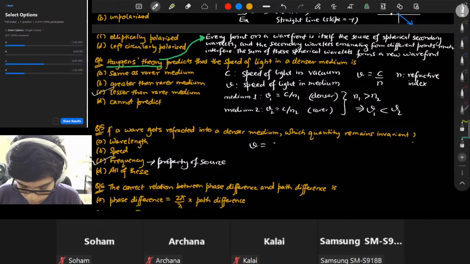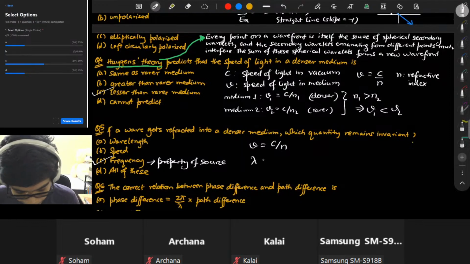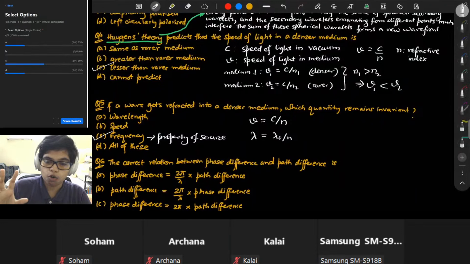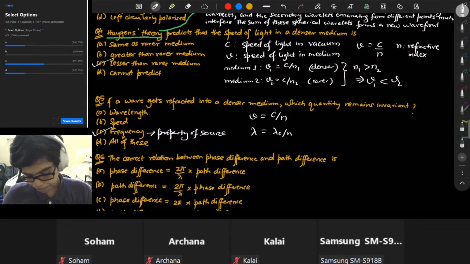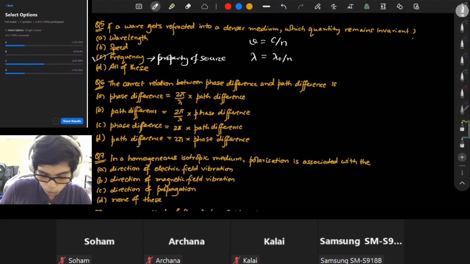We saw the speed of light in a medium is c by n, c being the speed of light in a vacuum and n being the refractive index of the medium. Similarly, wavelength also scales as lambda over n. If the wavelength in vacuum is lambda naught, then in the medium it will be lambda naught over n. So you can change the speed of light, you can change the wavelength, but you cannot change the frequency, unless you go back to your source and do something in your source. So that completes 5 questions. We are halfway through, 5 more questions to go.